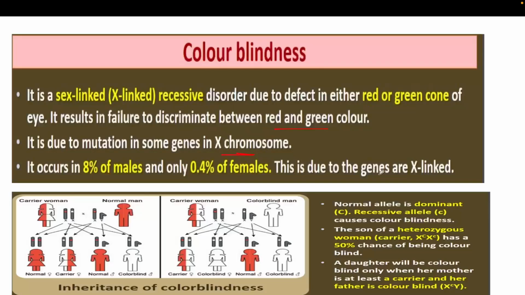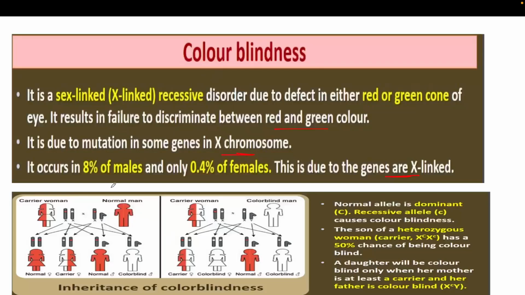It occurs in 8% of males and only 0.4% of females. This is because the genes are X linked. That's why sex linked dominant disorders are more common in females, whereas sex linked recessive disorders are more common in males. Here you can better understand how this recessive inheritance works.